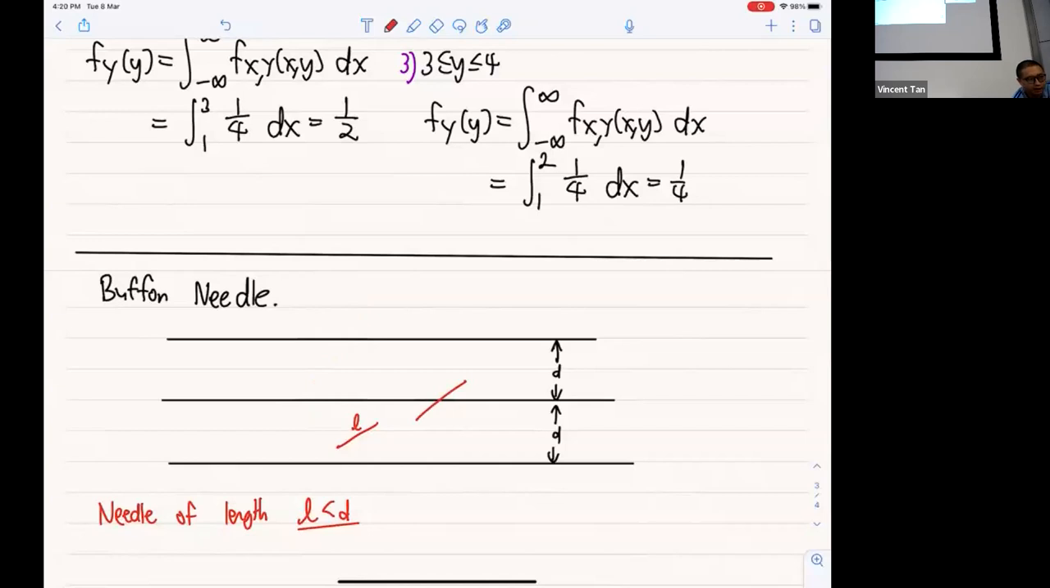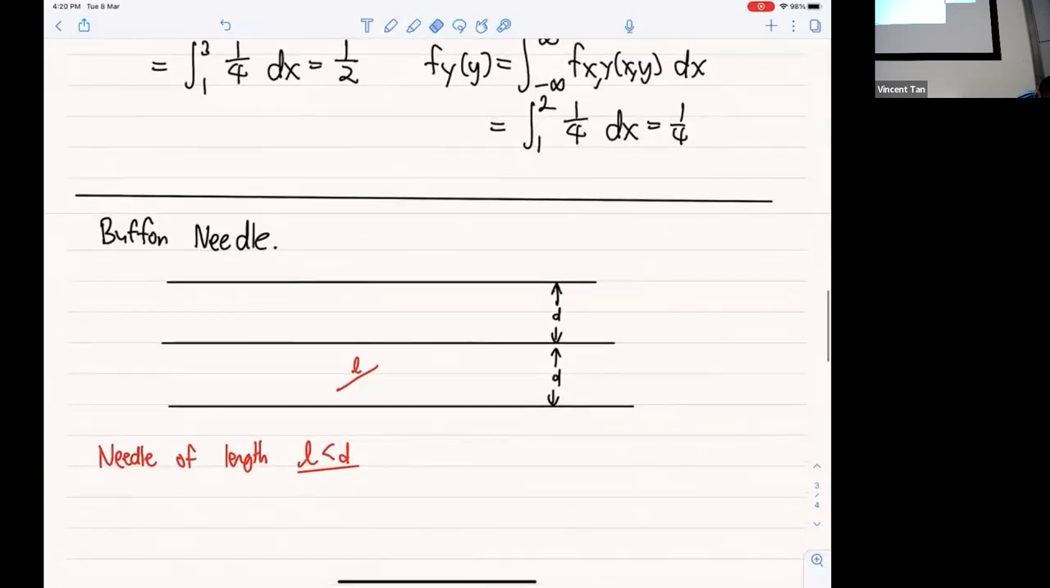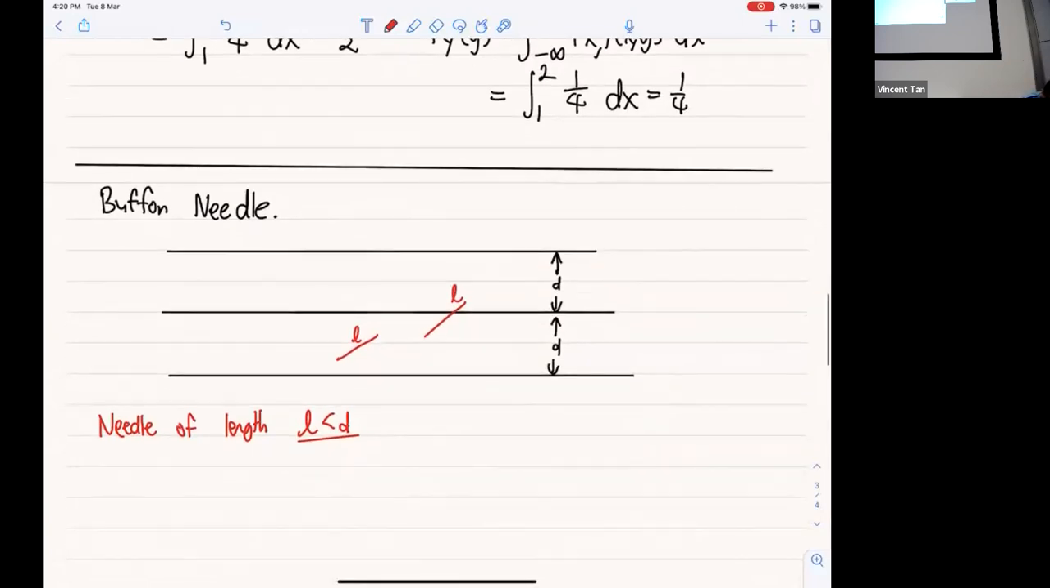And this procedure here can actually be used to estimate pi. Okay? So let us go through this systematically. All right, so this particular needle does not cross the line, and this particular needle here crosses, right? Okay, so we're going to assume that the needle is of length L less than D, all right?